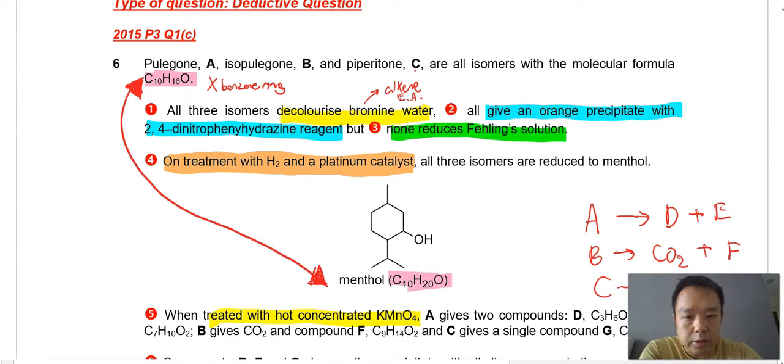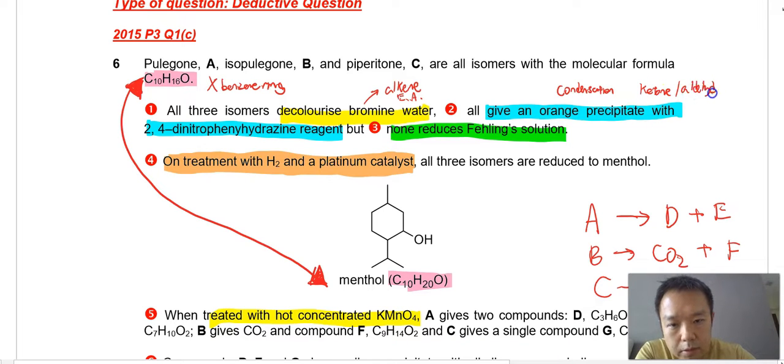Alright, and number 2, it gives an orange PPT. Okay, it's a condensation reaction, and we know that A, B, C must therefore be a ketone or aldehyde. Okay, and point number 3, none reduces Fehling's solution. So Fehling's solution is basically to test for your aliphatic aldehyde.